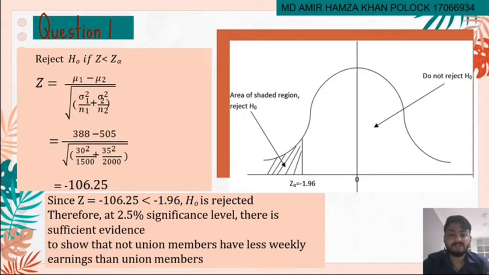So H0 is rejected, and you can also see in the table on the left side, the area of the shaded region, H0 is going to be rejected, and z alpha here is minus 1.96. So therefore at the 2.5% single level there is sufficient evidence to show that non-union members have less weekly earnings than union members.